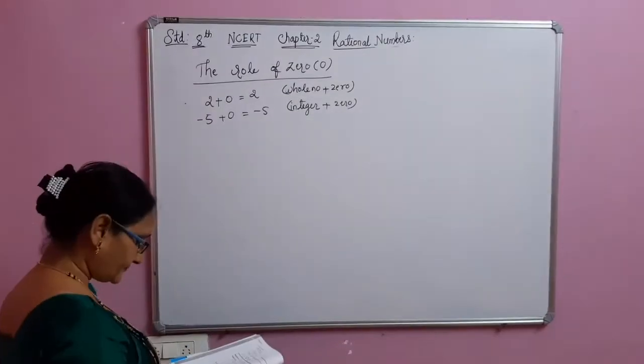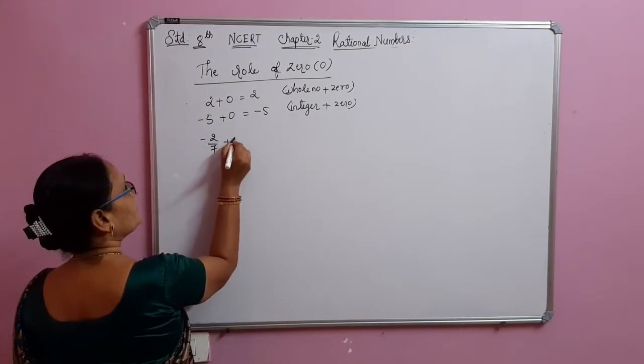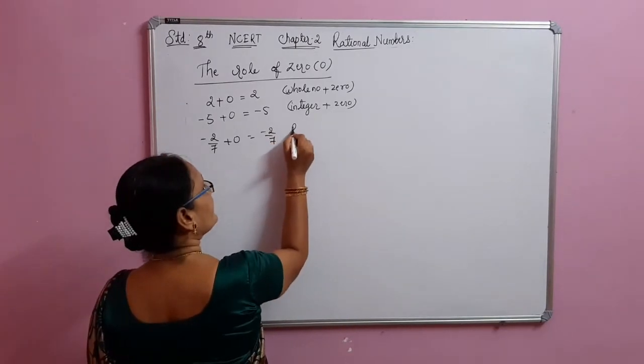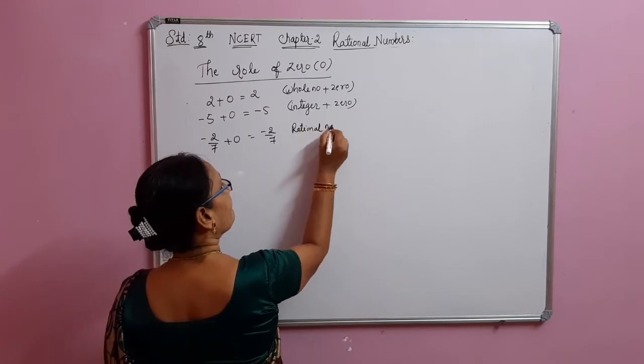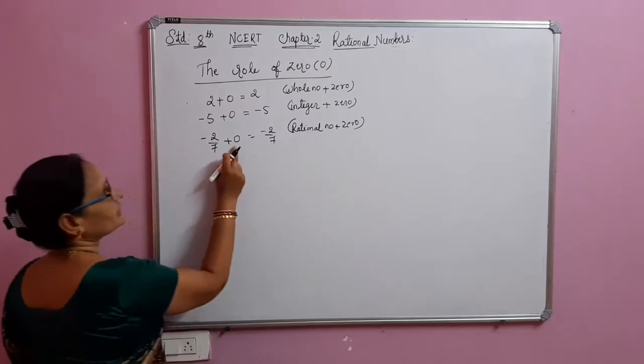Now, we will take one rational number. Minus 2 by 7 plus 0 is minus 2 by 7 only. Here, a rational number plus 0. When we add 0 to a whole number, we get the whole number. When we add 0 to an integer, we get the same integer. When we add 0 to a rational number, we get the same rational number.